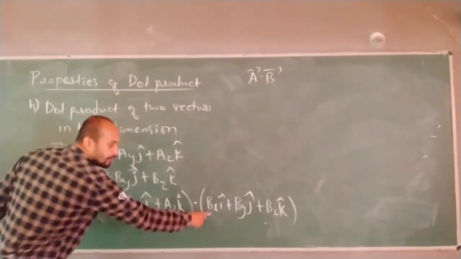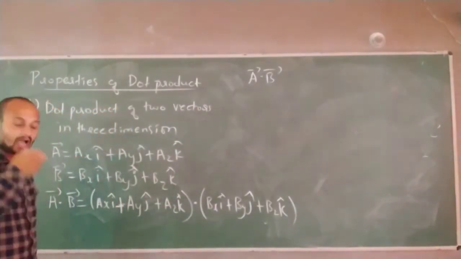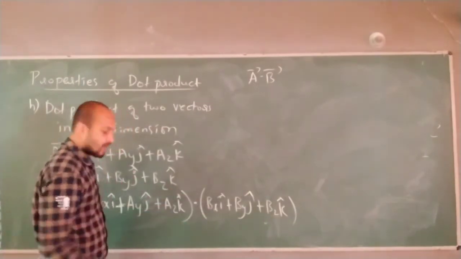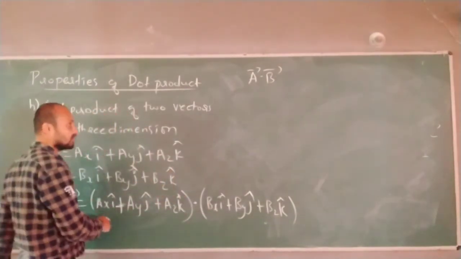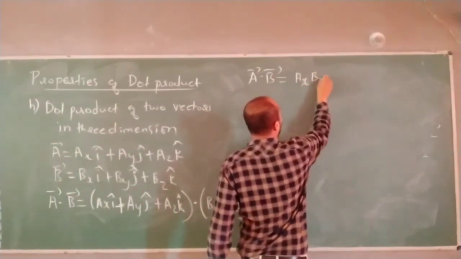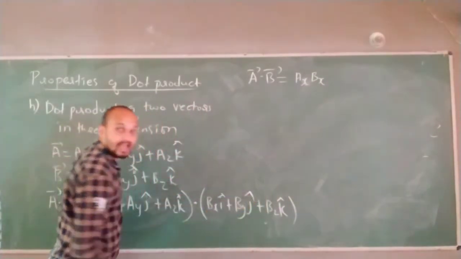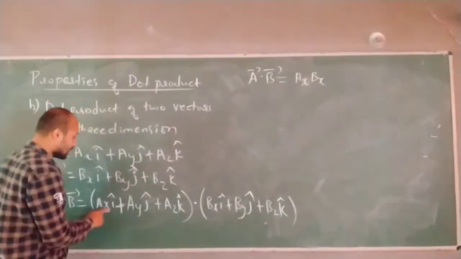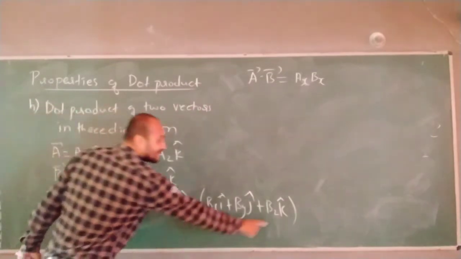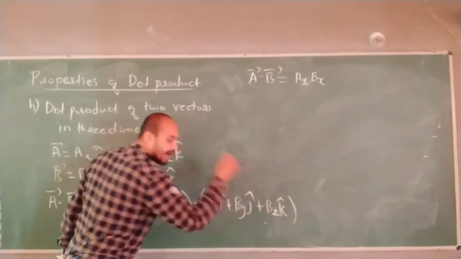A dot B, Ax I cap dot Bx I cap. I dot I will become what? I dot I is 1, so you will get AxBx. Next, Ax I cap dot By j cap. I dot j is 0. This part becomes 0. I dot k is 0. So Ax I cap dot Bz k cap becomes 0.